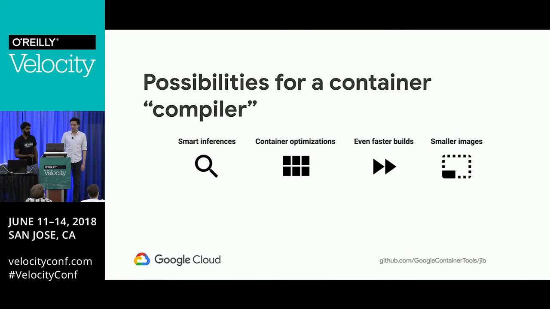So this is kind of what we're hoping to cover in our next versions of Jib. We can have smarter inferences. We can try and figure out what port you need to expose and do that for you. There's other container optimizations based on your Java application, like how much memory you need or how much CPU you might need. We can try to organize your layers logically based on what code we think is going to change together, so we can hopefully have faster builds there.